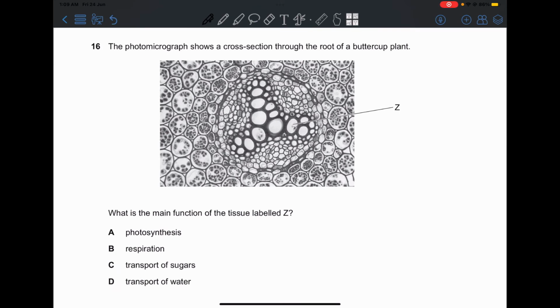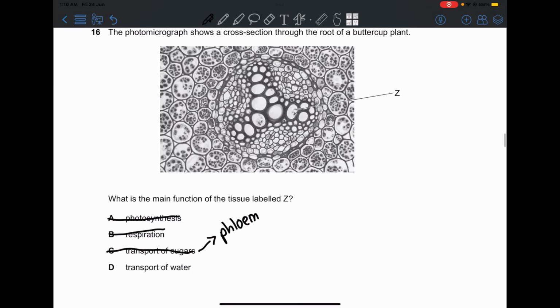16, the photomicrograph shows a cross-section through the root of a buttercup plant. What is the main function of the tissue labeled X? Now we know that X is actually the xylem, so we're going to be choosing a function of the xylem over here. Now we know that the xylem transports water and mineral ions, so of course it's not going to do photosynthesis or respiration or transport of sugars. Transport of sugars is actually by the phloem, which is transporting amino acids and sucrose. So our answer is going to be D.